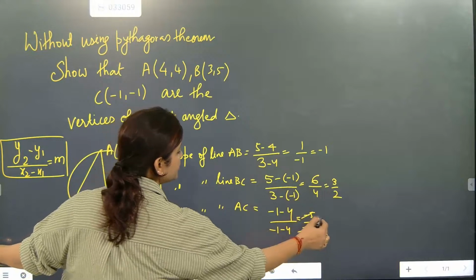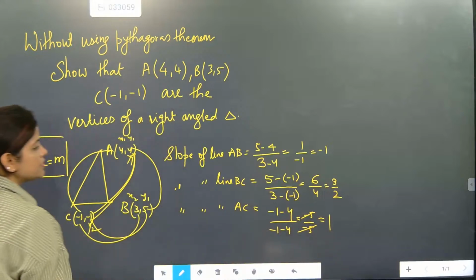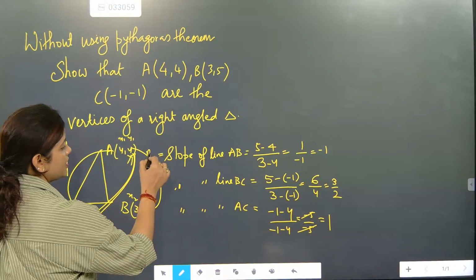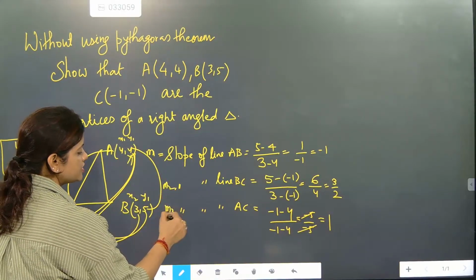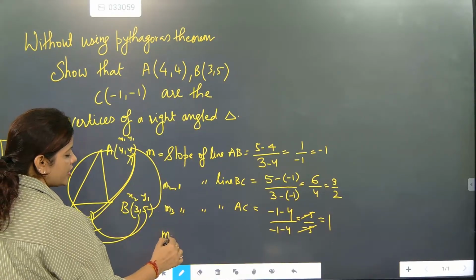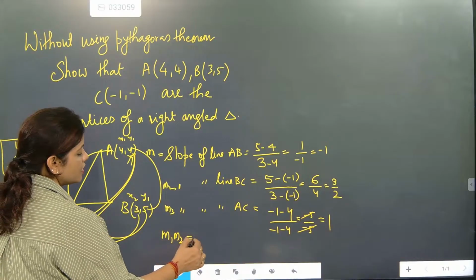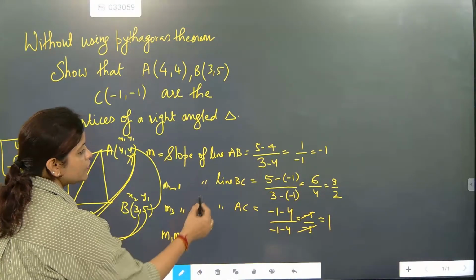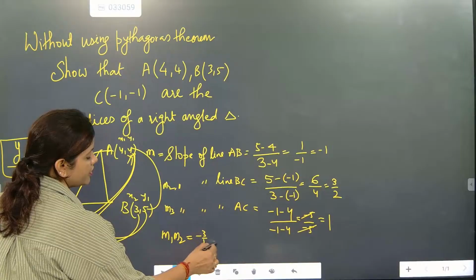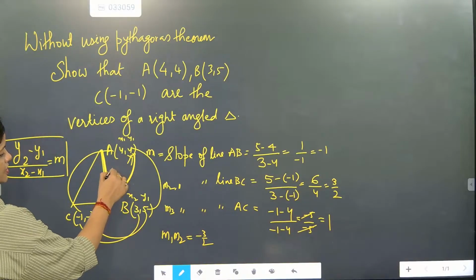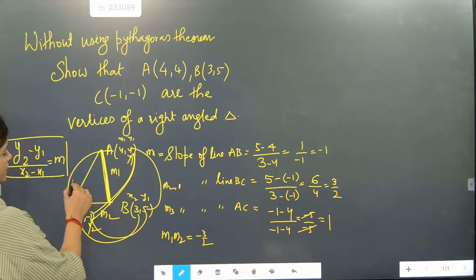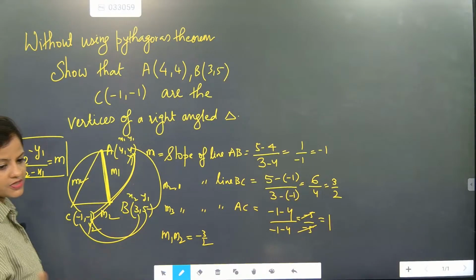This will get cancelled. It is coming as 1. So 100% slope of line AB is M1, this is M2 and this is M3. When you are taking M1 into M2, it is not coming as minus 1; M1 into M2 is minus 3 by 2. That means our diagram is absolutely wrong.